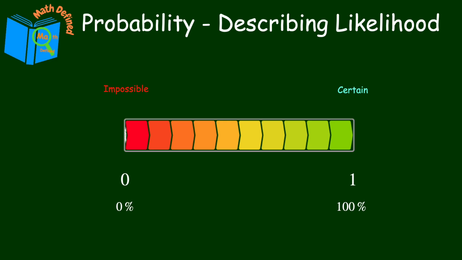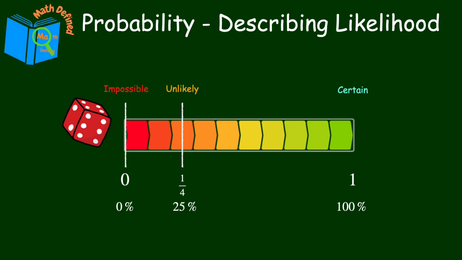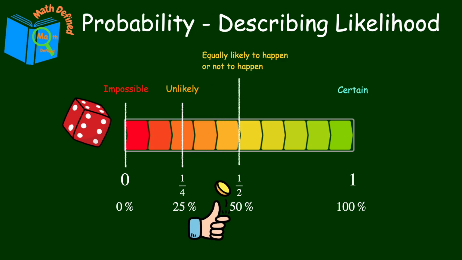If the probability is 0 or 0%, that means it's impossible, like rolling a 7 on a regular 6-sided die. It just can't happen. A probability of 1/4 or 25% means the event is unlikely. It could happen, but don't count on it, like guessing a friend's favorite color on the first try when there are 4 choices. 1/2 or 50% is right in the middle. That means it's equally likely to happen or not to happen. Like flipping a coin, heads or tails, same chance for both.